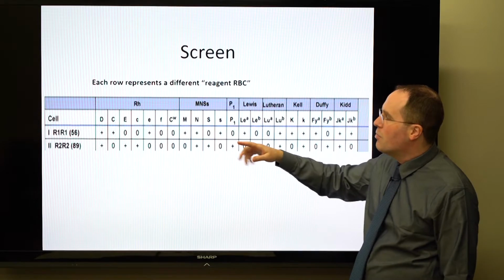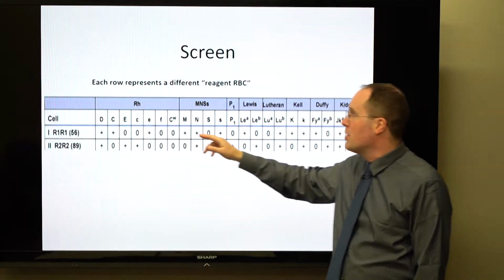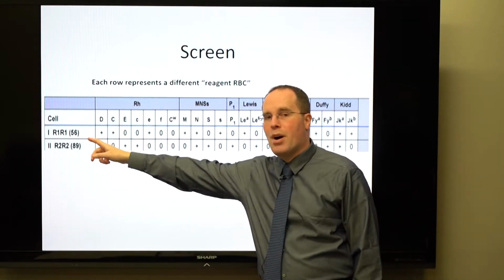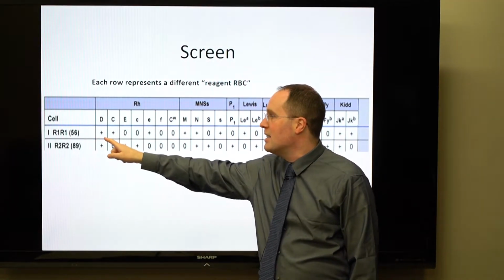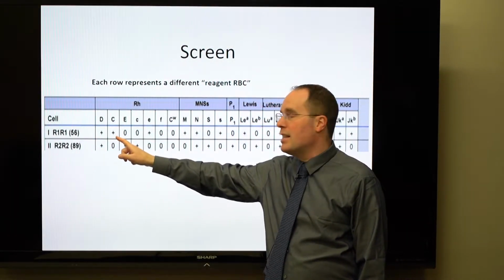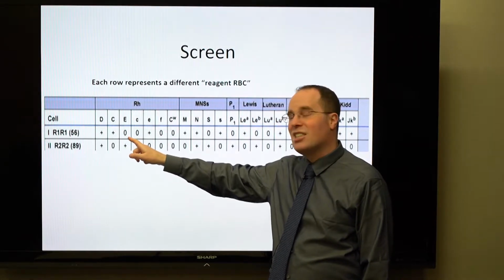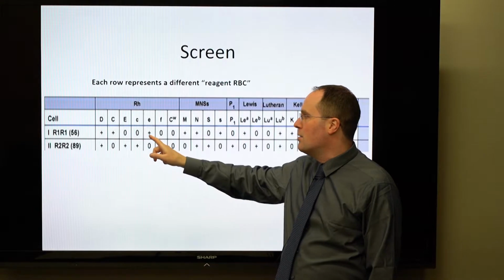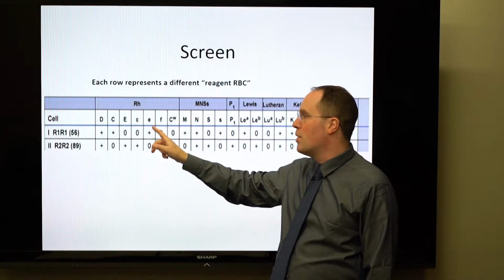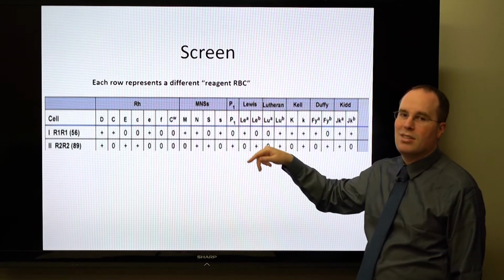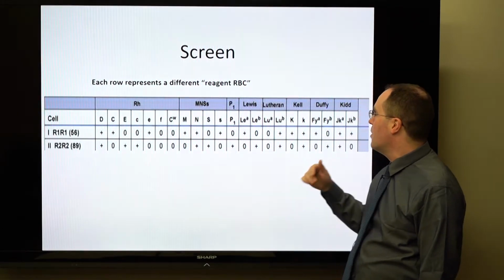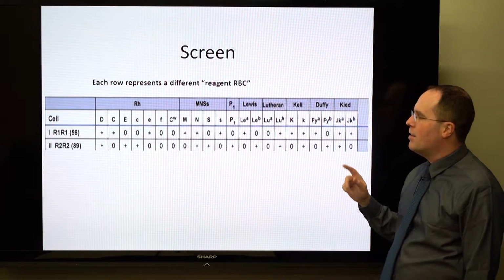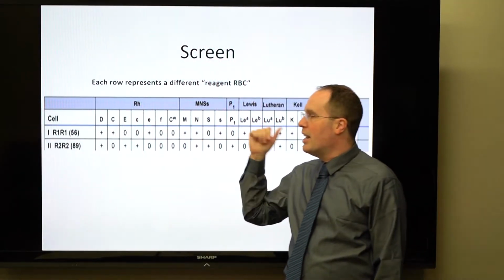So you've probably seen these by now. Each row represents one reagent red cell. So this store-bought reagent red cell has the D antigen, has the big C antigen, does not have the big E antigen, does not have the little c antigen, but does have the little e antigen. So wherever there's a plus, that means the antigen is present. If it's 0, it's not. And so the idea is we mix patient plasma with this red cell, and then we can look at negative reactions.